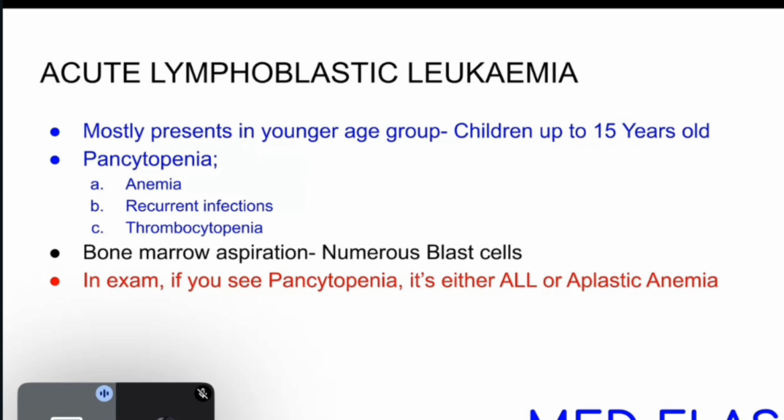All right. If you see bone marrow aspiration showing numerous blast cells, it's a giveaway that it has to be acute leukemia. It's either acute lymphoblastic leukemia or acute myeloid leukemia, right? AML. But if you see pancytopenia and numerous blast cells, close your eyes and mark ALL. That's it, guys. Nothing else to see. Okay, in exam, if you see pancytopenia, it's either ALL or aplastic anemia.